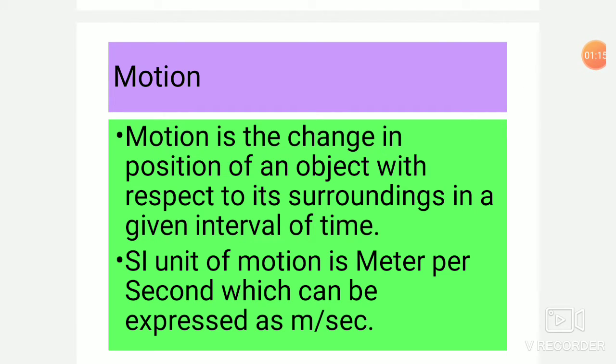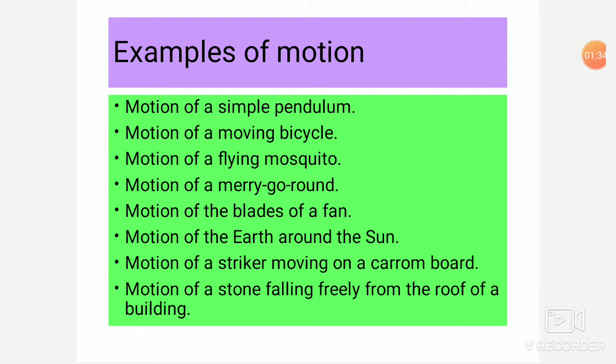The SI unit of motion is meter per second, which can be expressed as m for the meter, a slash sign for per, and s for the second. So the SI unit of motion is meter per second. For motion, different examples can be there.